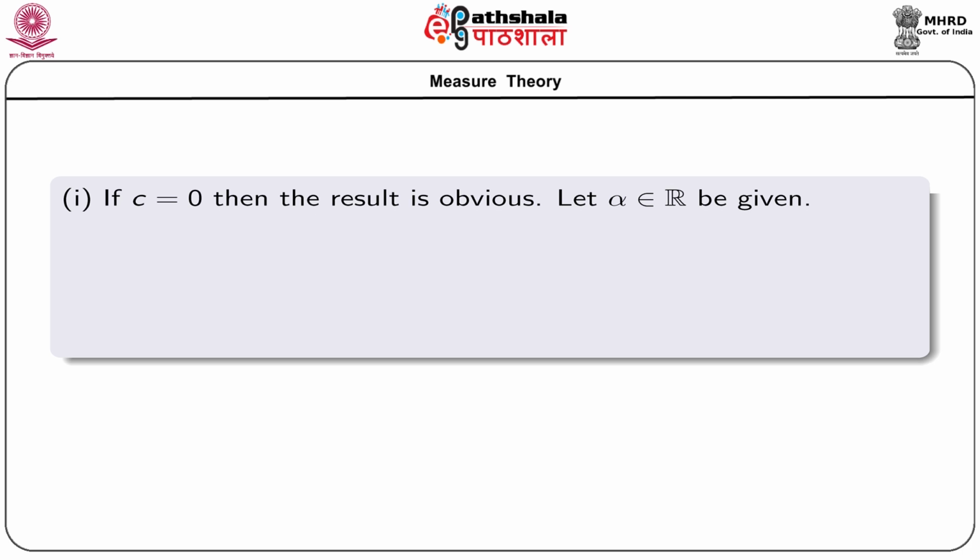We start with the first proof. If c equal to 0, then the function cf is the constant function 0, and the result is obvious, because it is quite trivial that every constant function is measurable. Now, let alpha belonging to R be given.